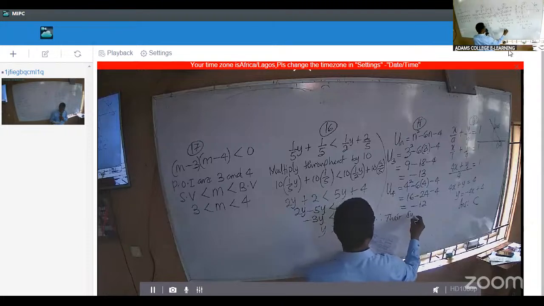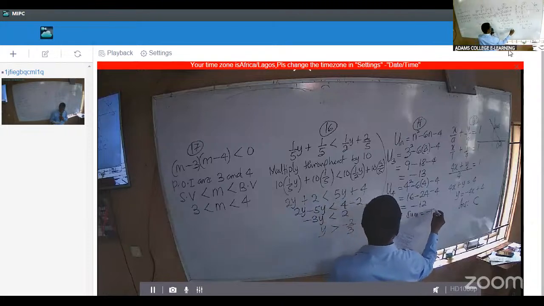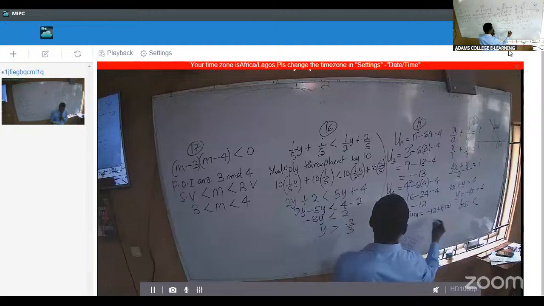Therefore, this is how we should find their sum. Therefore, their sum. What do we do? We add: minus 13 plus minus 12. That's minus 13 minus 12. So what's the final answer? Minus 25.